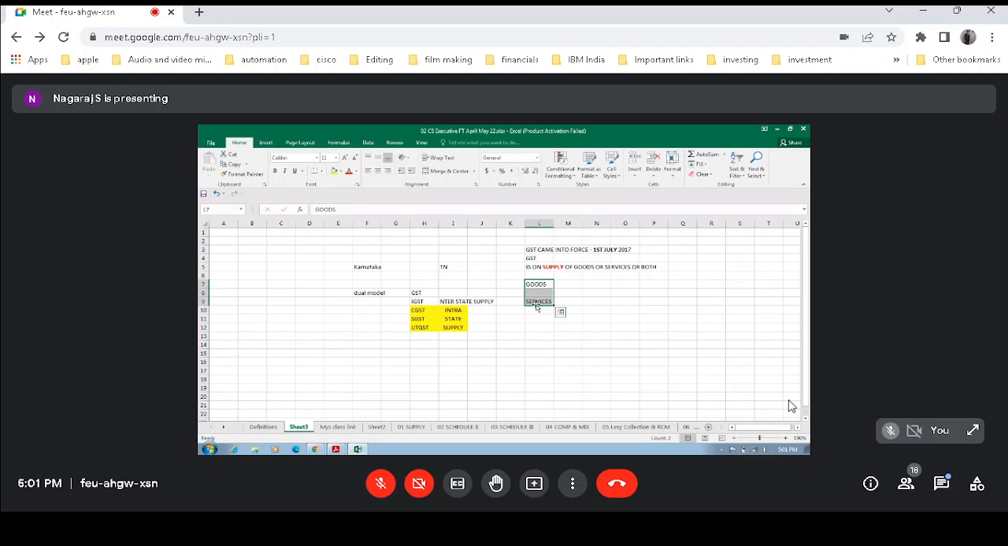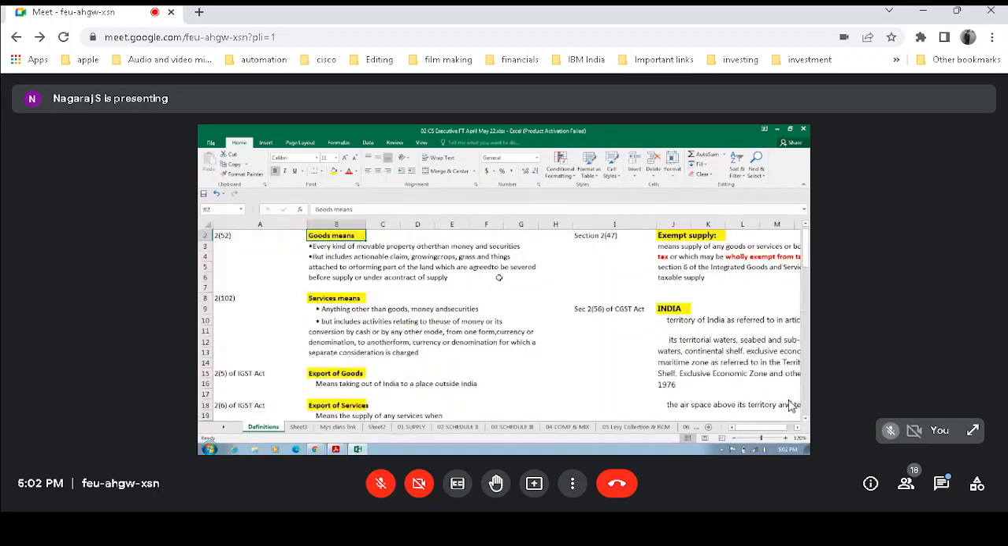There are a few definitions you have to understand and learn properly, and these two are the most important. Goods means what? Can you see, or shall I increase the font size? Okay, Section 2 subsection 52 of the CGST Act.